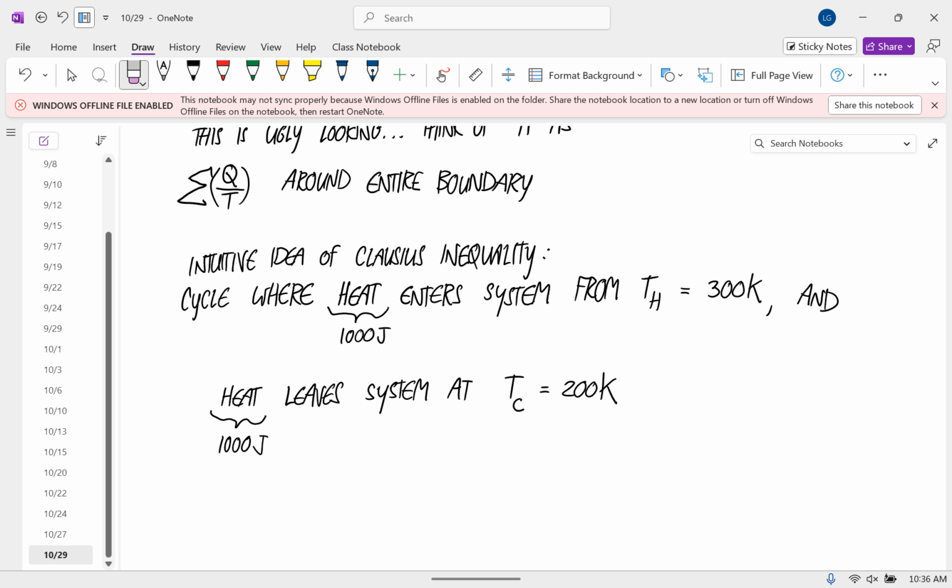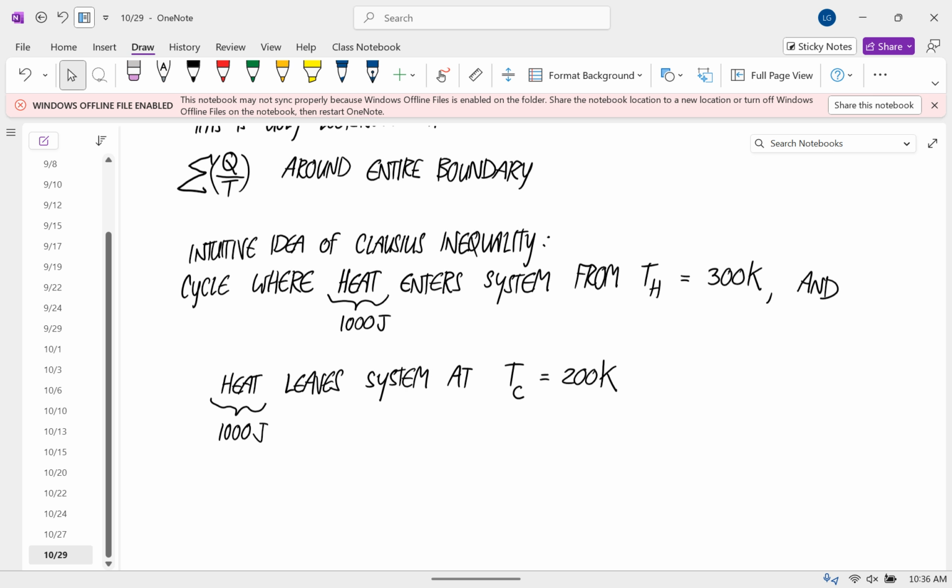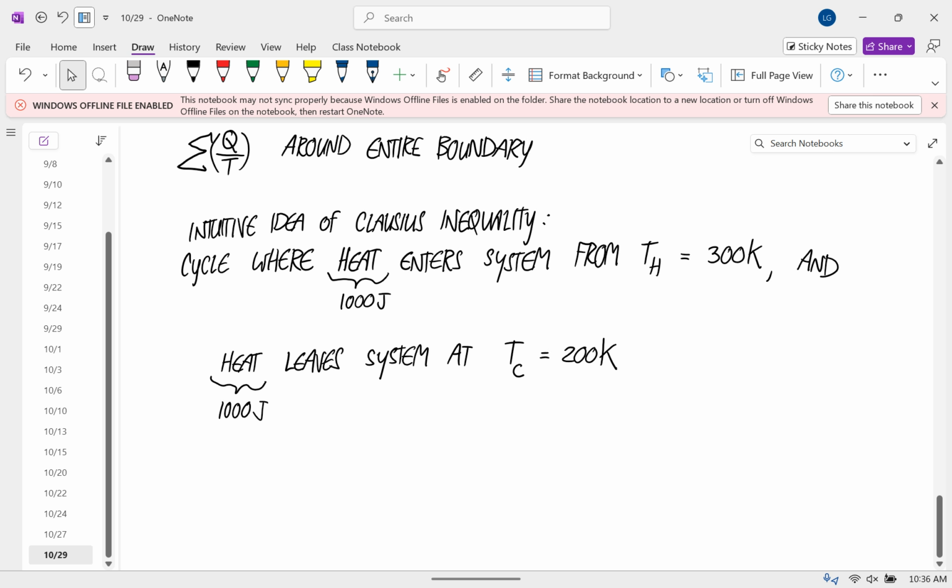So I said, okay, let's say that the heat coming in from the boiler is 1,000 joules. Then we know it also has to be 1,000 joules leaving if it's a cycle. And I just made up two temperatures. But obviously, if you have a high temperature region and a low temperature region, they have to be different. Okay.